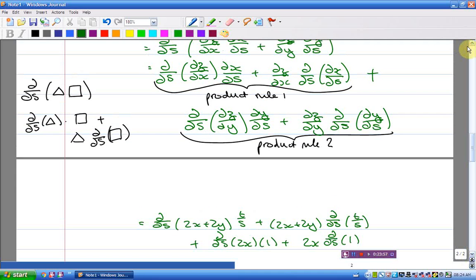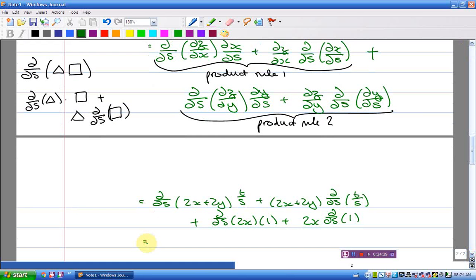So what have I done there? I've taken those lines at the top there. All the d by ds's I've just kept as d by ds's, but everything else I've replaced with what it actually is. So everywhere there's a dz by dx, I'll put dz by dx, there and there. Everywhere there's a dx by ds, etc. So all those d by ds operators are still sitting there waiting to carry out their operation, but I've plugged all the other bits in.